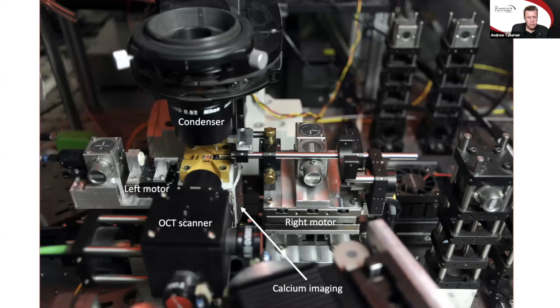So in order to create this dynamometer, these are the things that we have. First of all, we have an imaging system. So this is a condenser that shines light down through the muscle in the vertical direction. And there is a corresponding microscope objective hidden underneath that allows us to do calcium imaging and to look through the muscle as it contracts.